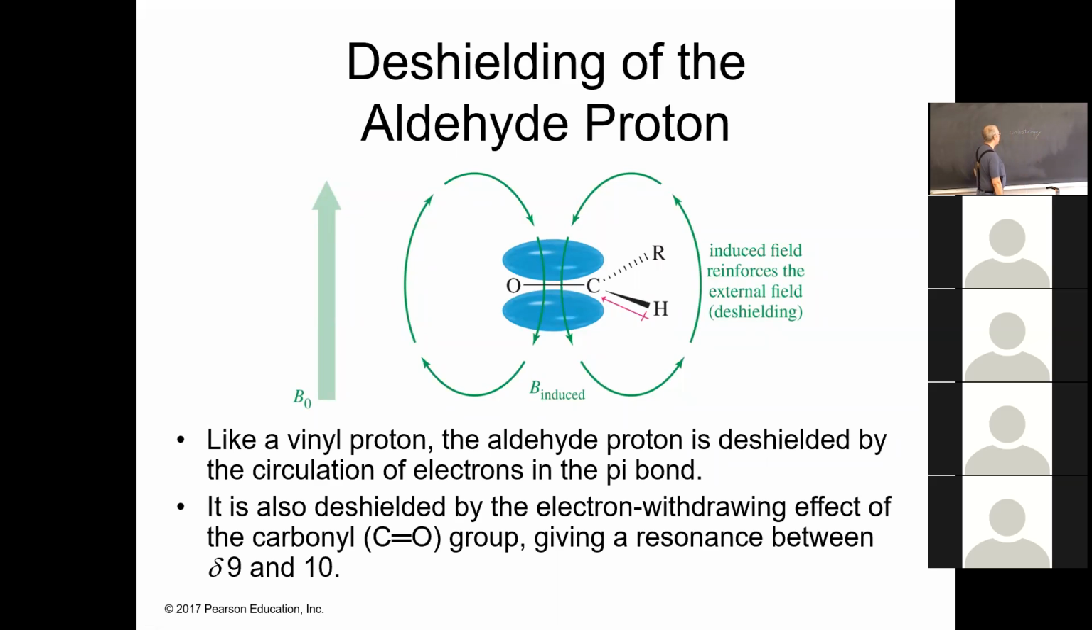Okay, and that means that the magnetic field varies depending on geometry, varies depending on position in space. Okay, so up here, this is a shielded region, but then in the nodal plane of the pi bond, this is a de-shielded region.